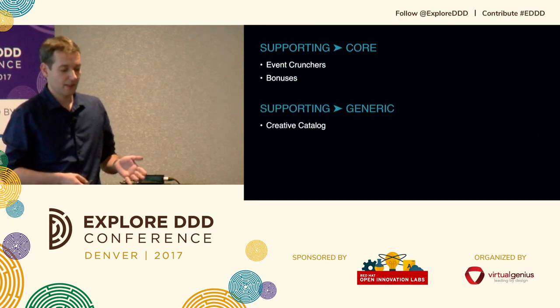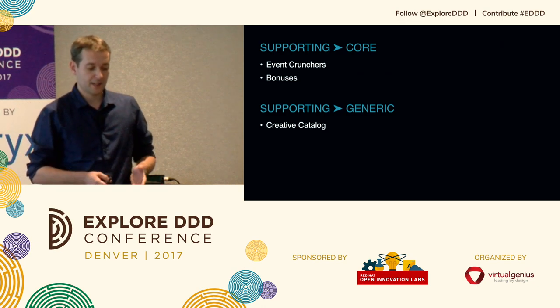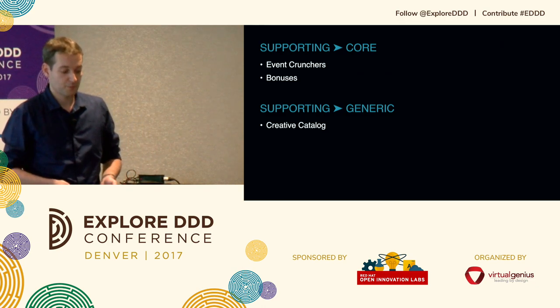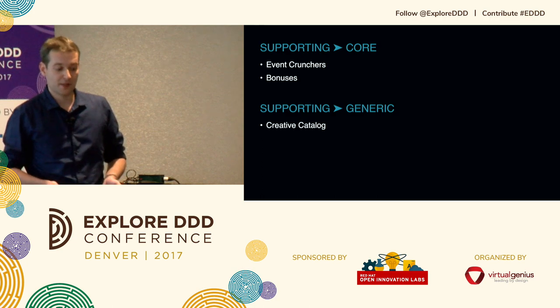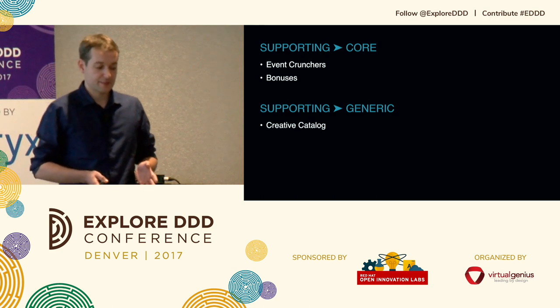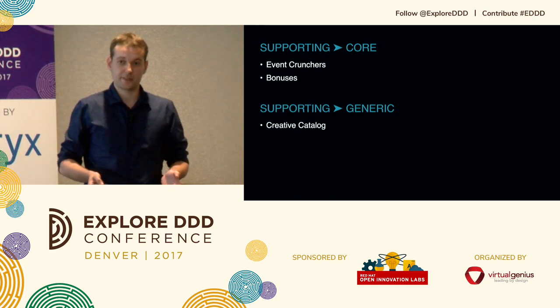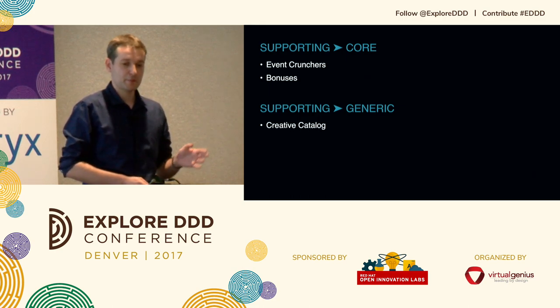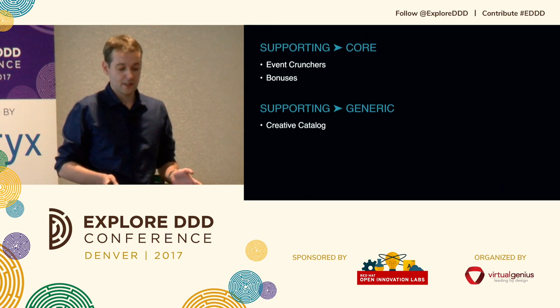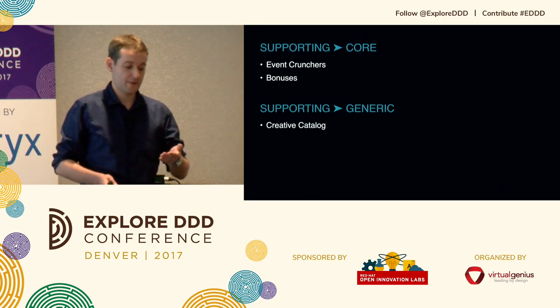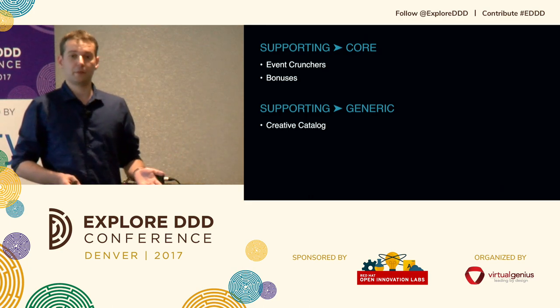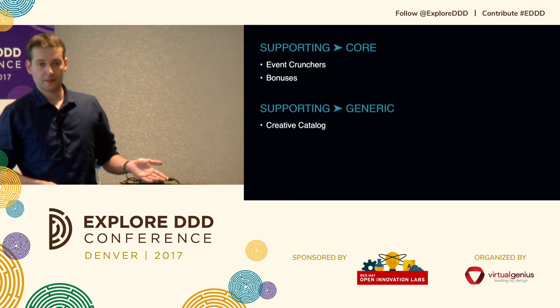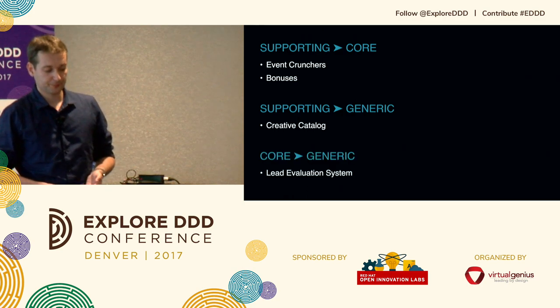In the marketing context, we implemented our own creative catalog. Nothing really special or complex about it. However, a few years later, an open source project came out, and it offered exactly the same functionality and a bit more than we originally had. So we replaced our code with this product. What happened here? A supporting domain became a generic one.